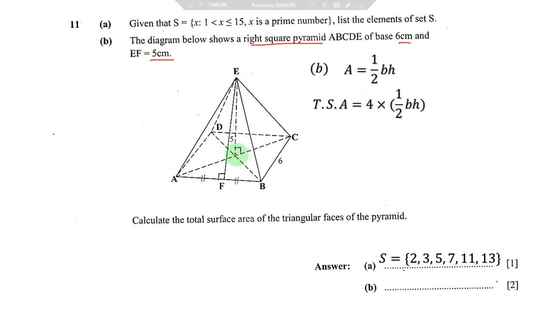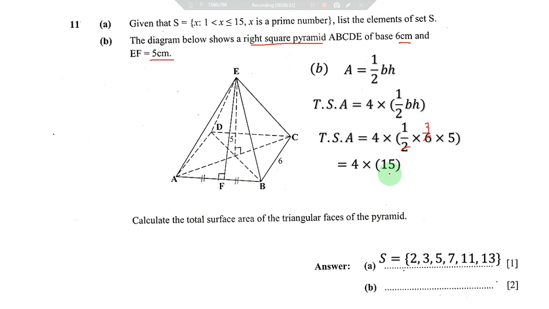This is the height for the pyramid, but the EF is the height for the triangle. Okay, substitute the values, then let us reduce the 2 and the 6, where we'll have a 3. Then multiplying 3 times 5 times 1, we have what? Good, 15. So 4 times 15, what do we get?